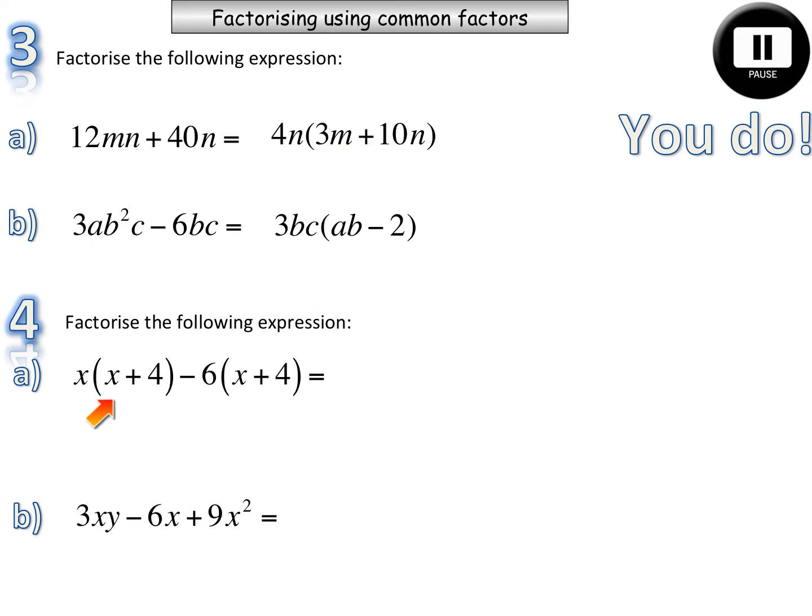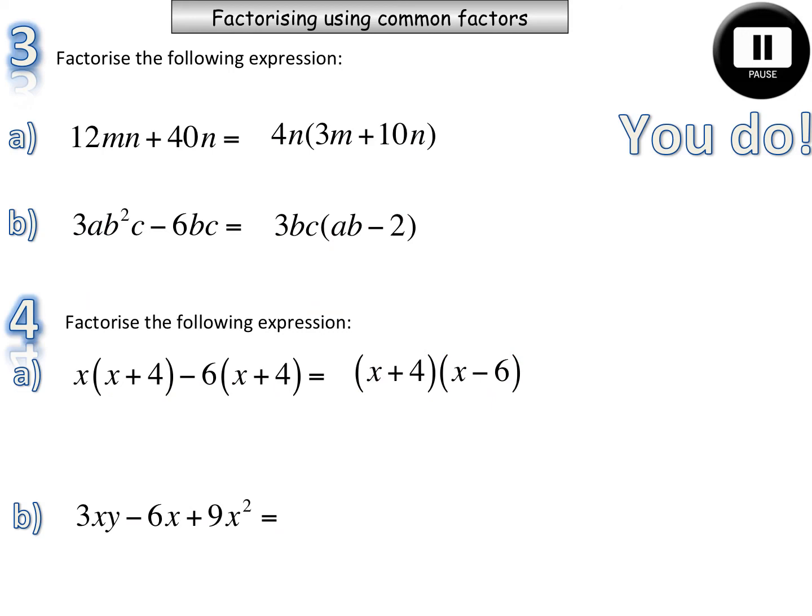Like we did with the previous questions, with a common factor of something in brackets, that can sit at the front. So x plus 4 should be in brackets now. And then in your other set of brackets, you've got x plus 4 multiplied by x, and then x plus 4 multiplied by negative 6.